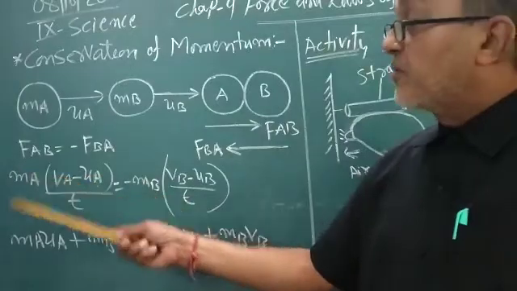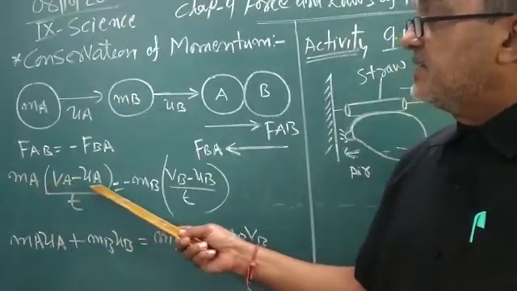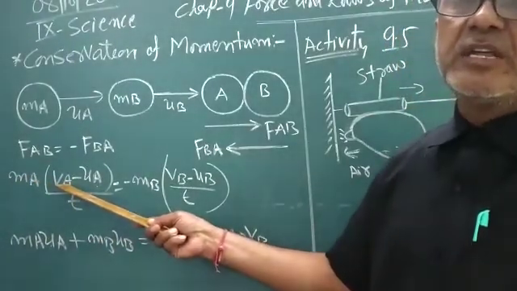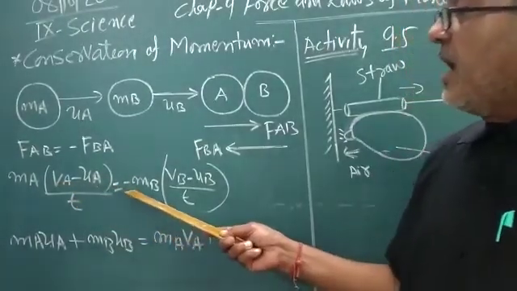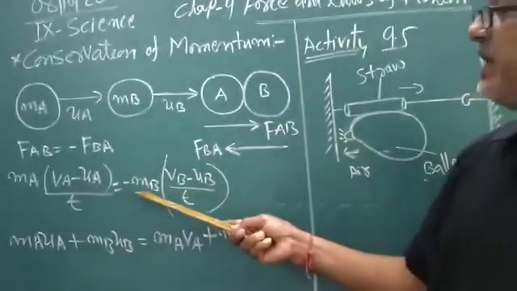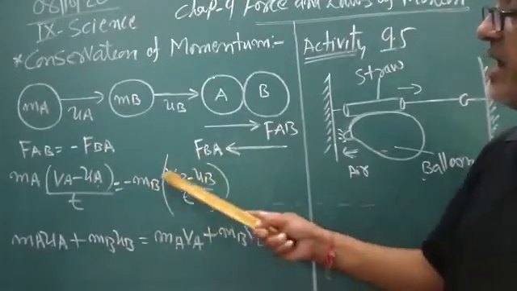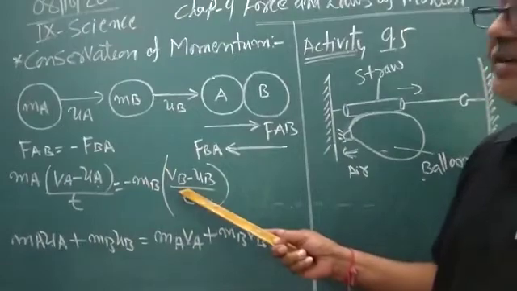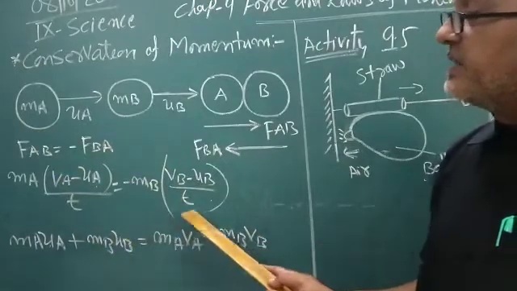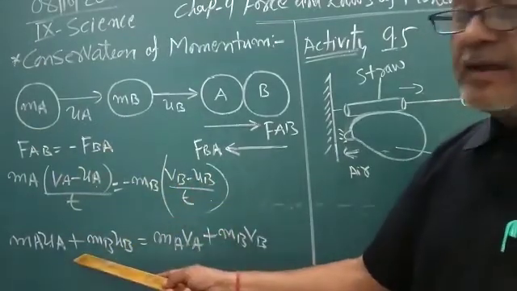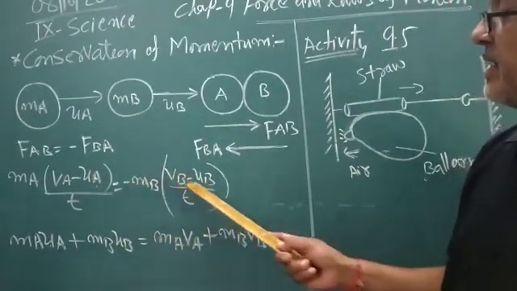According to Newton's second law, force equals m times (final minus initial velocity) upon t. Here v means the final velocity of object A, and this is the acceleration for the first object A. This is for B, equal to FBA: mass of B times final minus initial upon t. Now t cancels. The minus goes to the left side and becomes plus, so minus mb vb and plus ub.